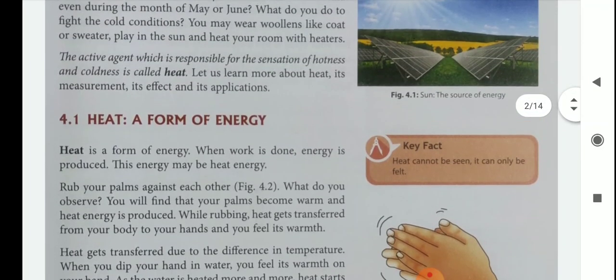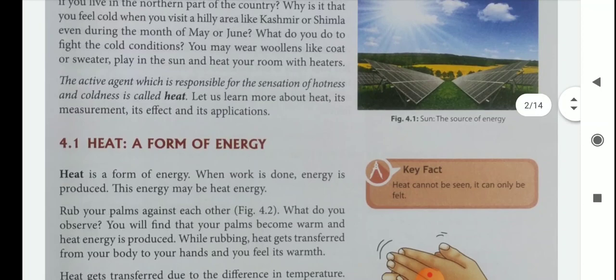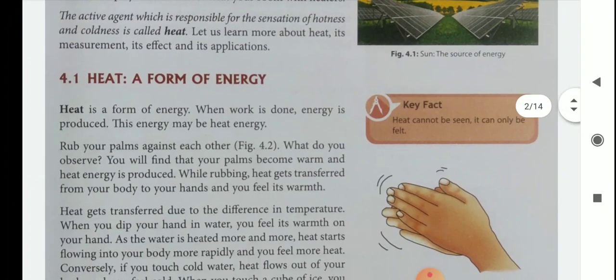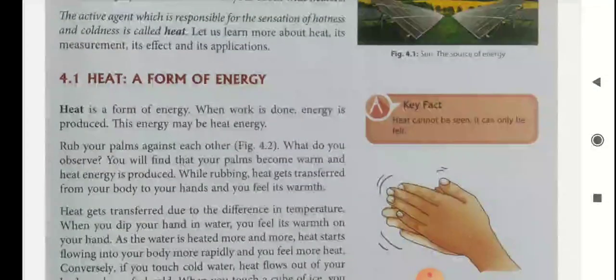Heat is a form of energy. The active agent which is responsible for the sensation of hotness and coldness is called heat. Let us see. When work is done, energy is produced, and this energy may be heat energy. Children, remember, heat cannot be seen. It can only be felt.